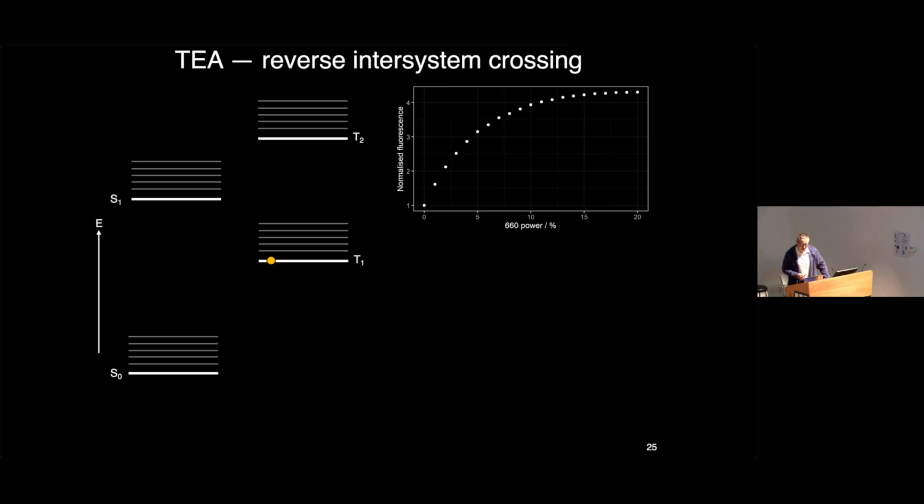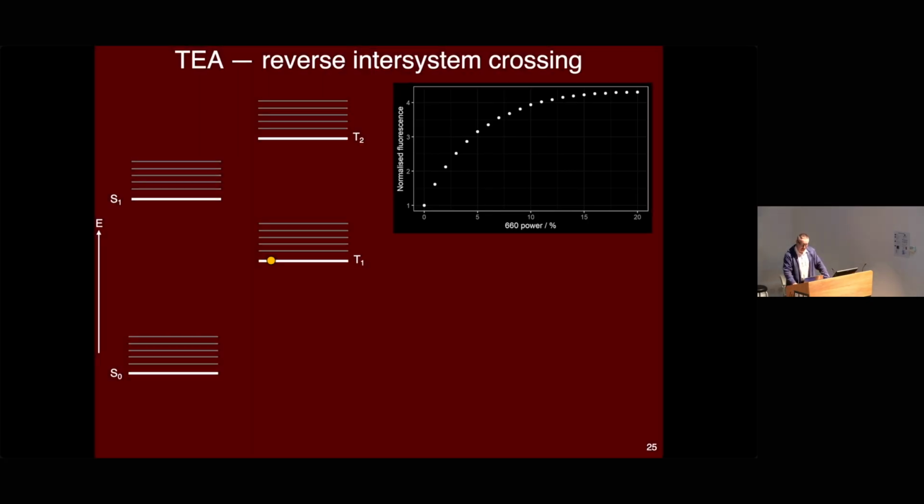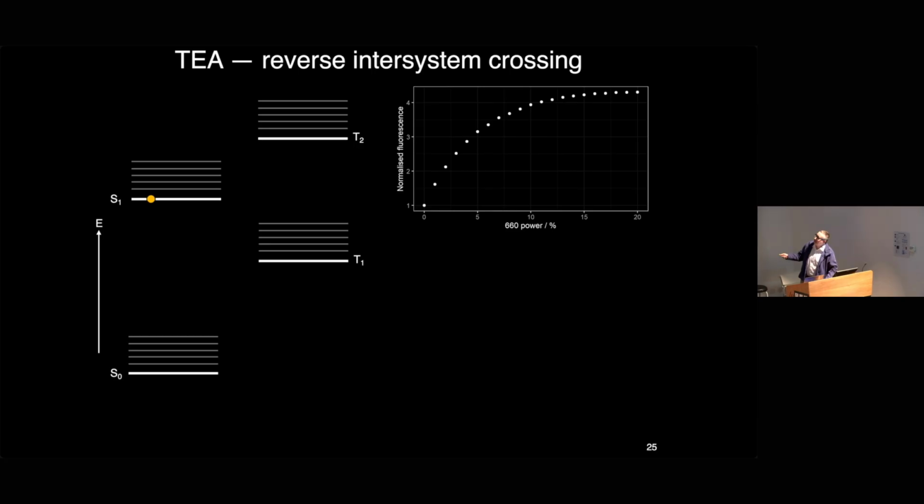Well, it could be that there's now a higher level triplet energy level that we can pump into. And now when we apply the red light, it goes up to this triplet level, and then there's a reverse intersystem crossing back down to the singlet manifold before falling back down to the ground state. And this is kind of supported by this idea that it saturates with 660 power fairly early on.